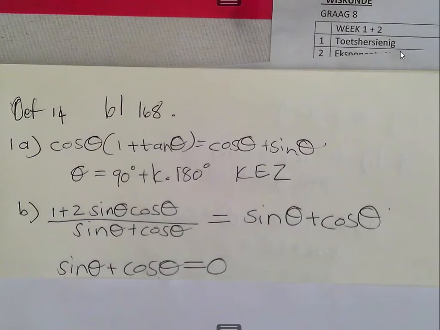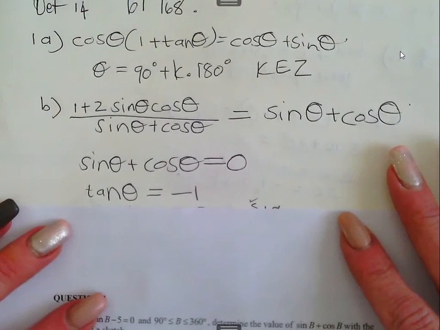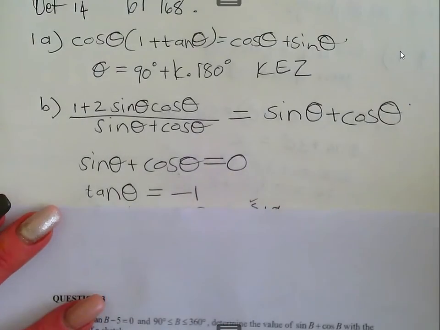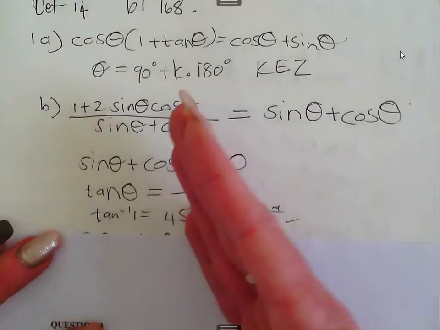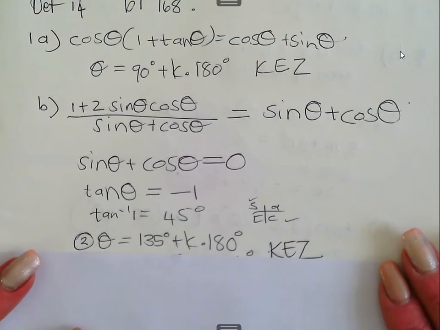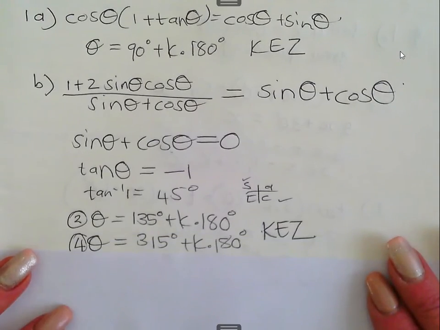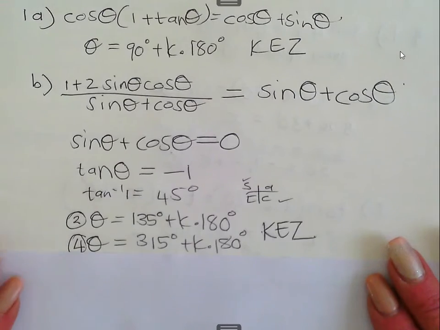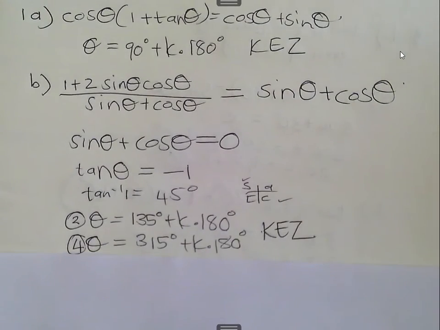So I've got a sin and a cos. How do I get it to be one function? Divide by cos. Then it becomes tan equal to -1. Shift tan 1, 45 degrees. Second and fourth quadrant. Second quadrant, 135 plus k times 180. Fourth quadrant, 315 plus k times 180, k element of Z. Does it make sense?